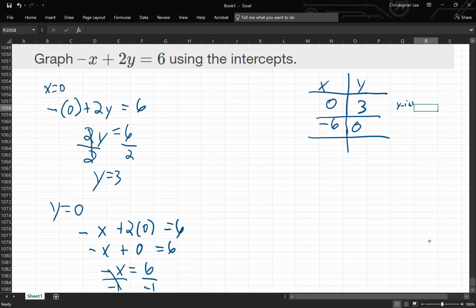I'm thinking maybe 2, positive 2. You could pick whatever third point you want. It doesn't matter. I'm just picking positive 2. So when x is 2, what do I have? I have negative 2 plus 2y is equal to 6. I'm going to add 2 over here. What we do to one side, we do to the other. So I have 2y is equal to 8. Divide by 2, divide by 2. I have y is equal to 4.